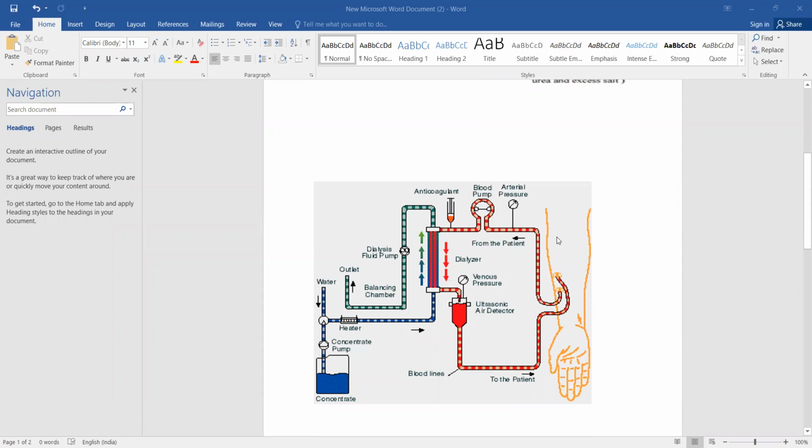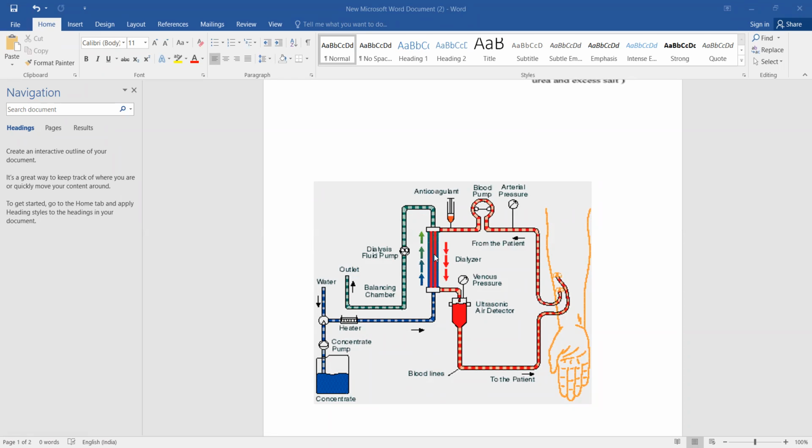This is your patient's forearm. And this is your outflow. And this is your inflow. So this is where ultrafiltration takes place. Okay, this is where your ultrafiltration takes place. And this is your dialysis solution. This is your dialyzer. This one here is your dialyzer.